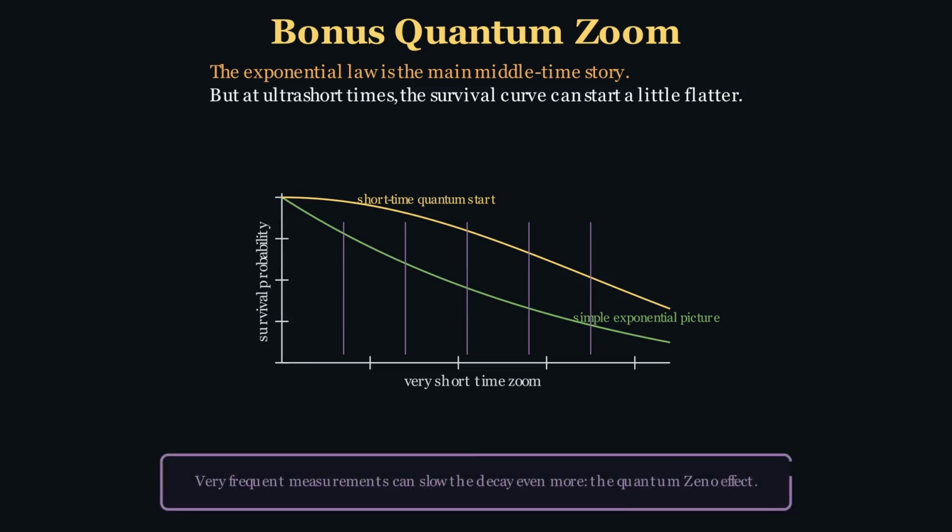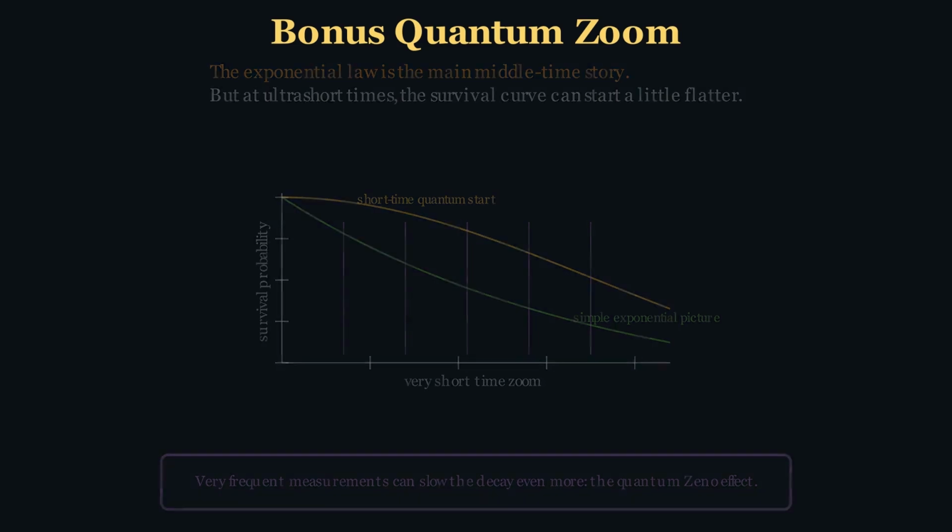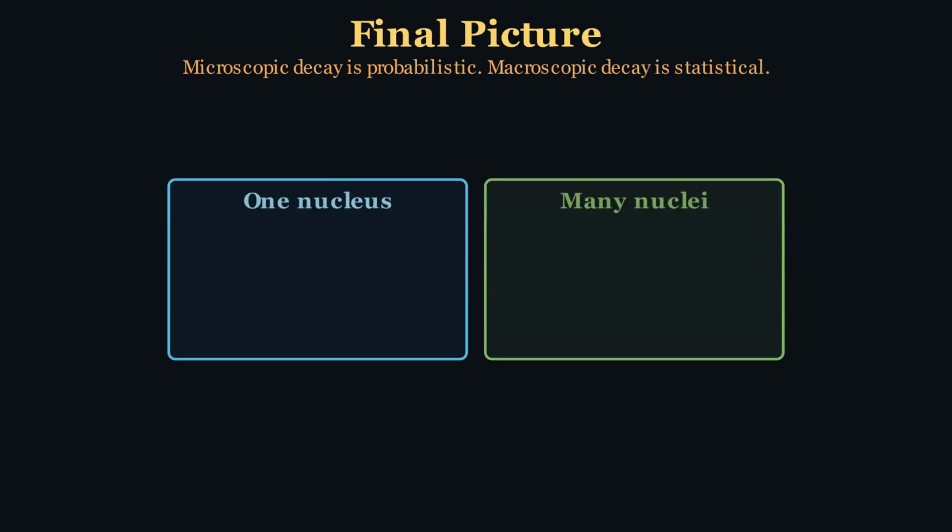So in the end, radioactive decay gives us a beautiful bridge between chance and order. Microscopically, decay is probabilistic. Macroscopically, decay is statistical. One nucleus is random. Many nuclei reveal the law.